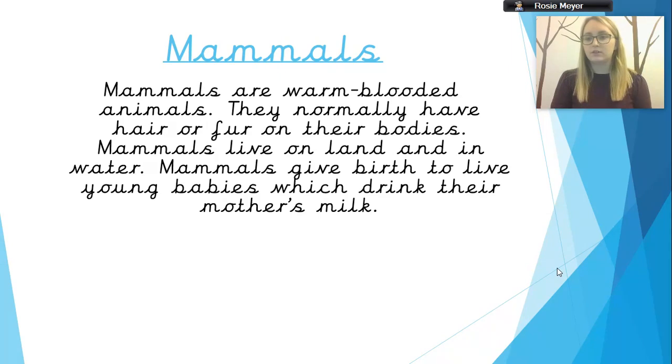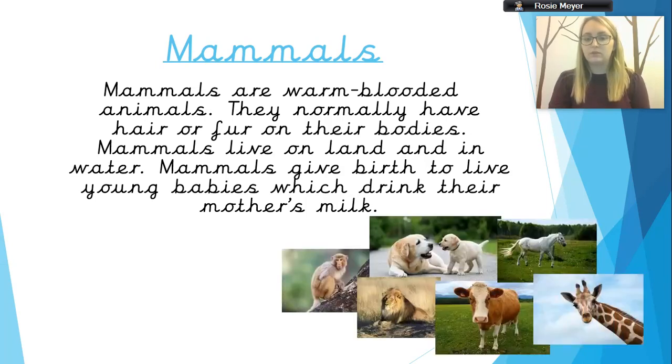So let's have a look at the first one. We've got mammals. Mammals are warm-blooded animals. That means that they make their own heat, that their skin feels warm and that they can keep themselves warm. They normally have hair or fur on their bodies. Mammals live on land and they can live in water. Mammals give birth to live babies, which drink their mother's milk.